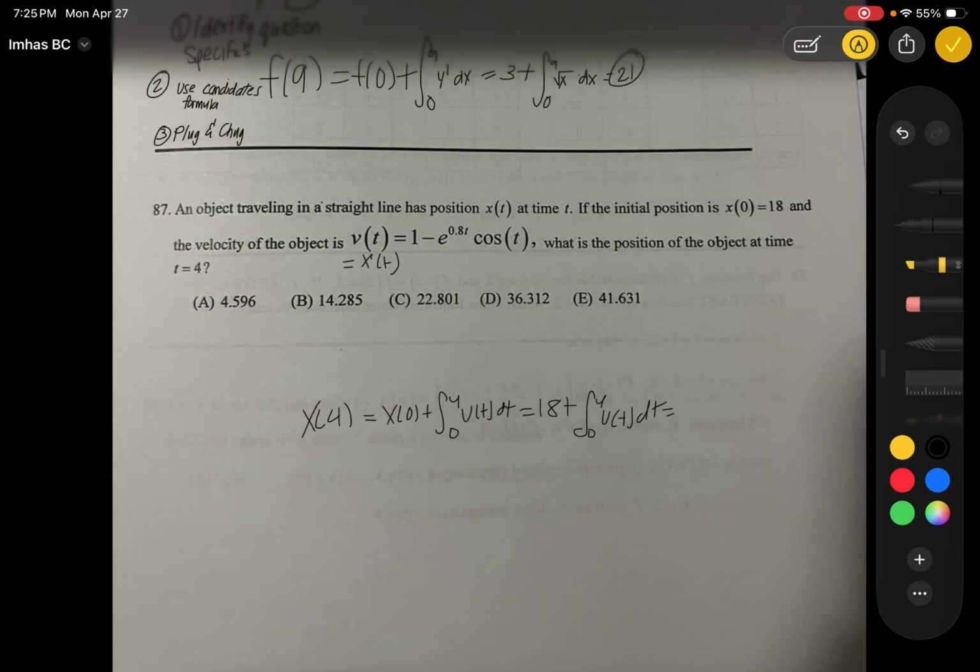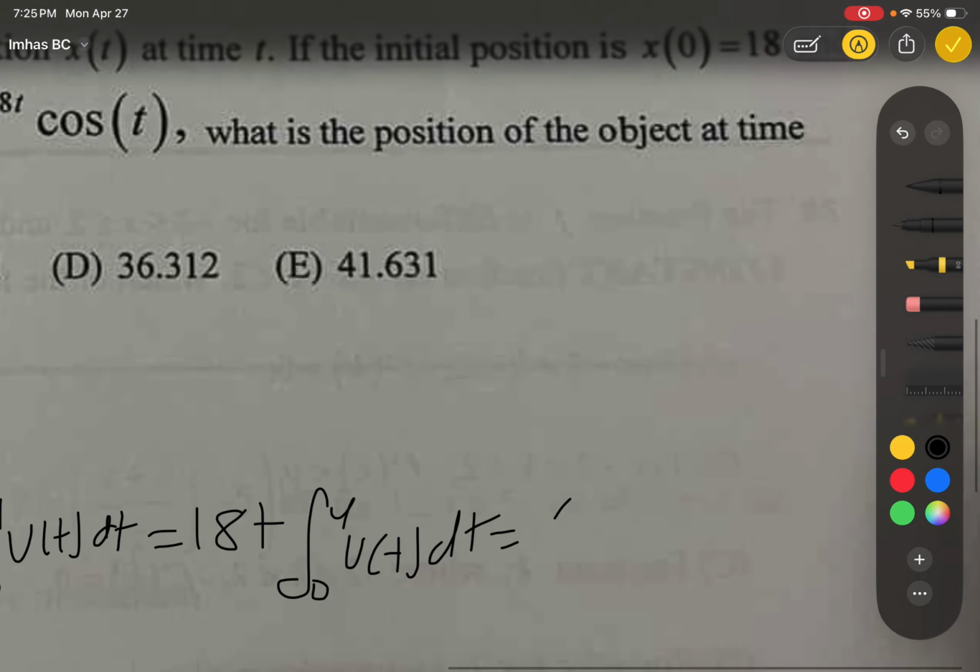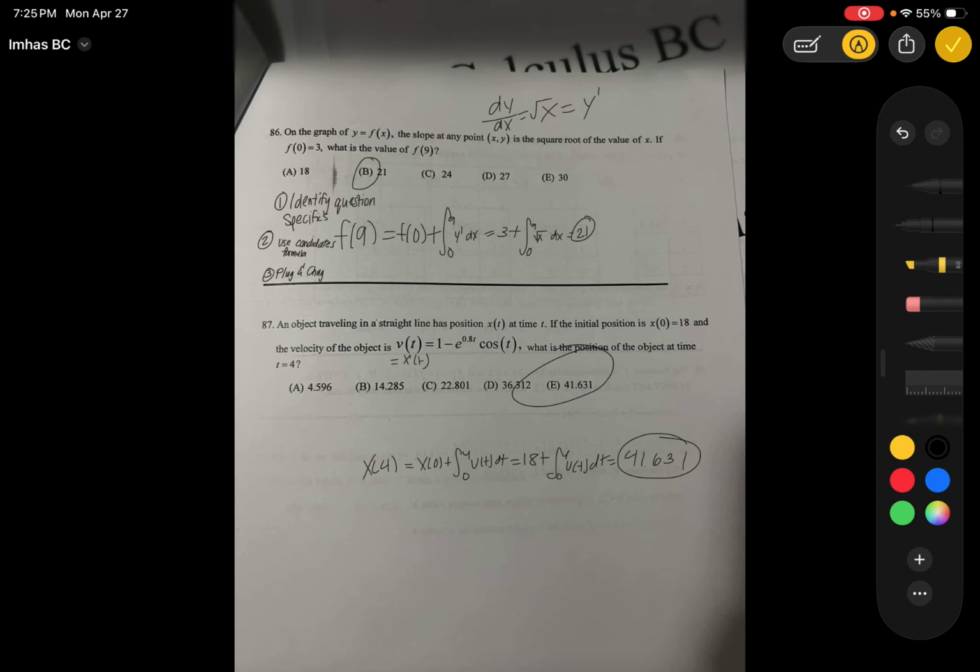Plug and chug it on your calculator. You should get 41.631. Boom. Our first step.